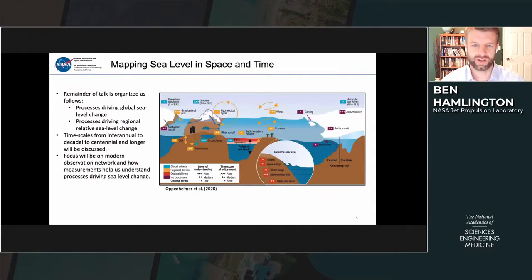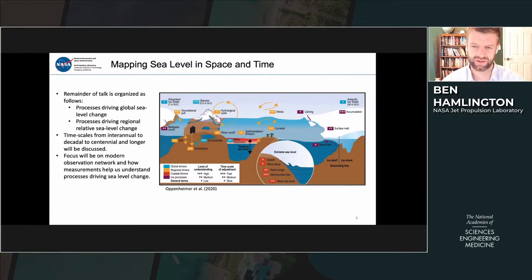So the remainder of my talk, I'm going to organize it kind of how I laid it out there. So I want to discuss the processes that contribute to sea level change on the largest scale, so global sea level change, and then the processes that contribute to sea level change on more regional levels. And you're going to see this figure in particular, or a version of it, quite frequently throughout the talks in this meeting. It really does summarize the different processes and the interplay between these processes and how they contribute to relative sea level change. So I'm going to revisit this and try to frame some of my talk based on this particular figure.